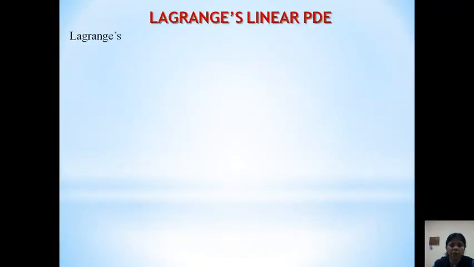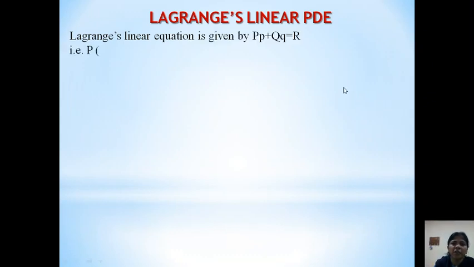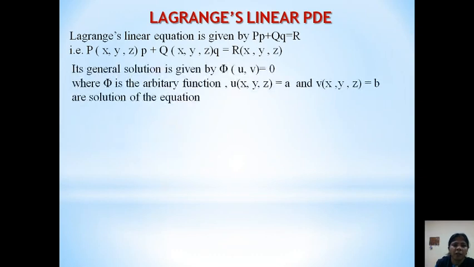Now, let us come to the important part of this topic, that is Lagrange's linear partial differential equation. The standard form of Lagrange's linear partial differential equation is Pp plus Qq equal to R, where P, Q and R all are functions of x, y, z. Its general solution is given by phi of u, v equal to 0, where phi is an arbitrary function of the two independent solutions u and v, where these independent solutions are obtained by solving the Lagrange's auxiliary equation.